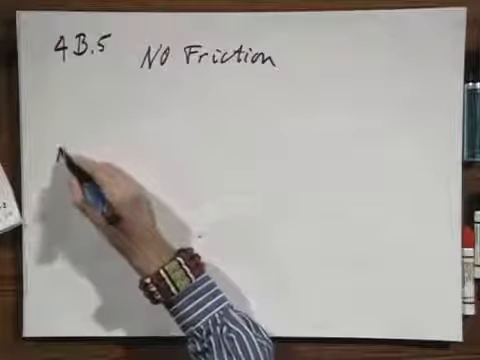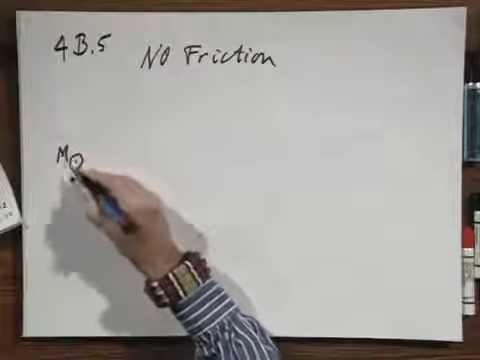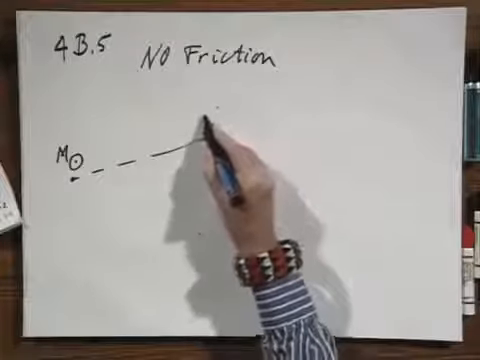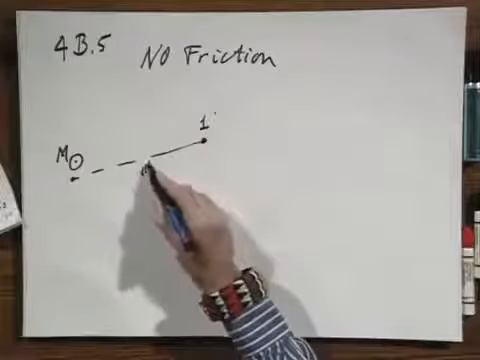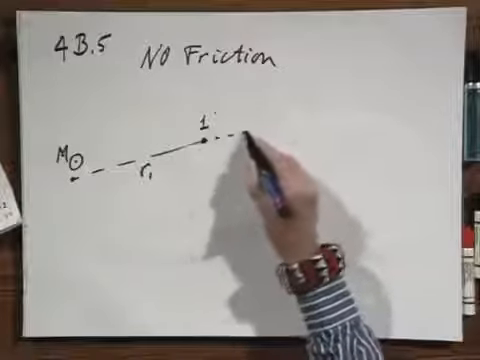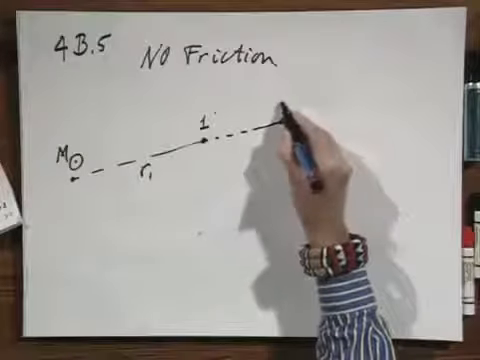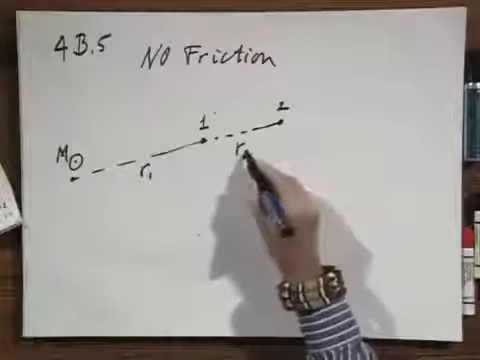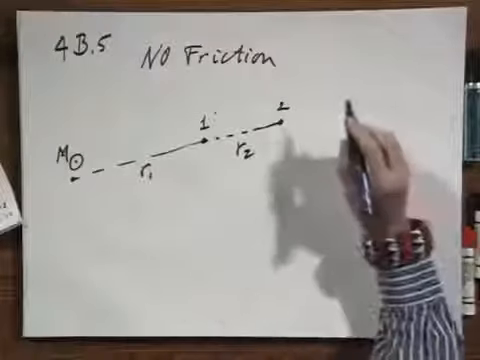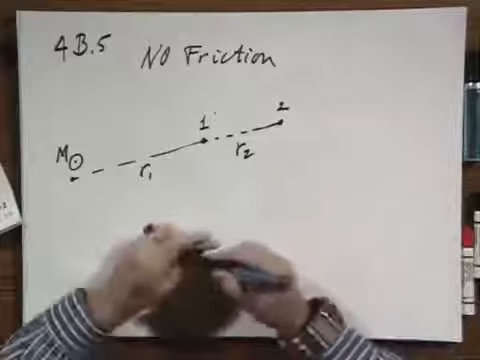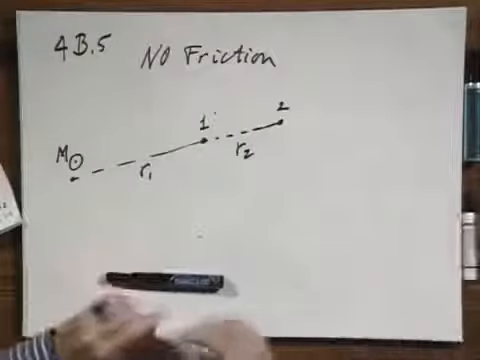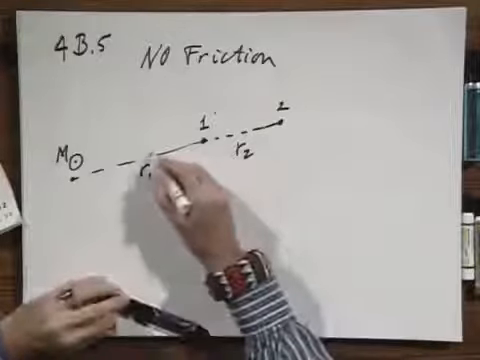Here is the Sun. It has a mass M Sun. This symbol stands for the Sun. Here is an object of mass little m at position 1 at separation r1 from the Sun. And here is that same mass at position 2 at separation r2 from the Sun. And I now want to evaluate the gravitational forces pulling from the Sun.